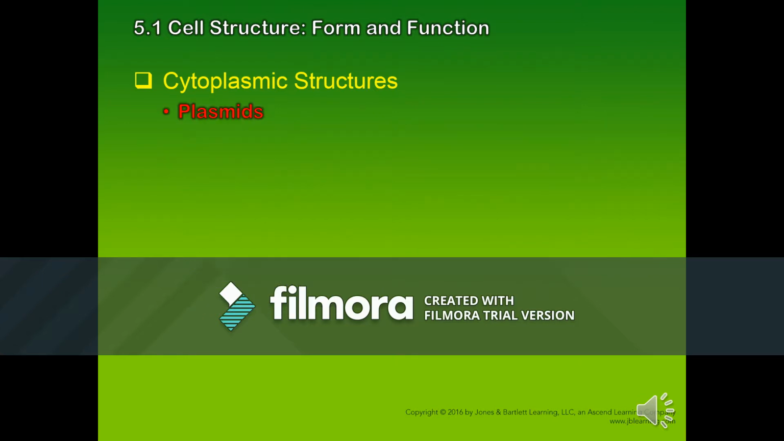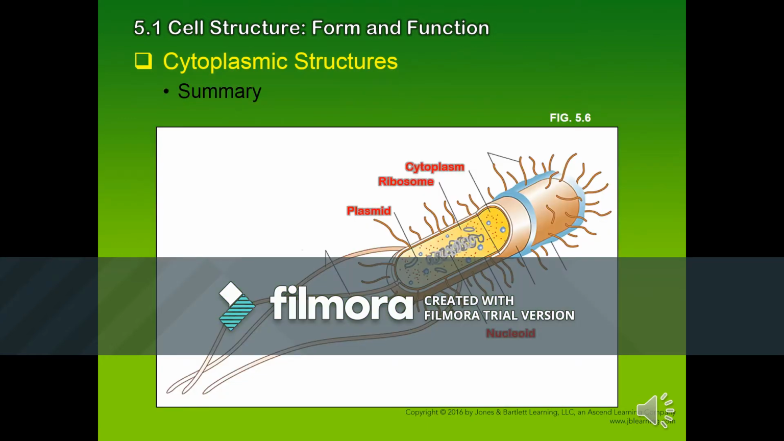Okay. We can also have things like plasmids, which are just circular pieces of DNA, and these tend to be things that are sort of extra to the chromosomes. Very often those could be something like an antibiotic resistance or something like that that the cell would need in certain conditions to be able to survive. Okay, and there's a summary of your cytoplasmic structures.